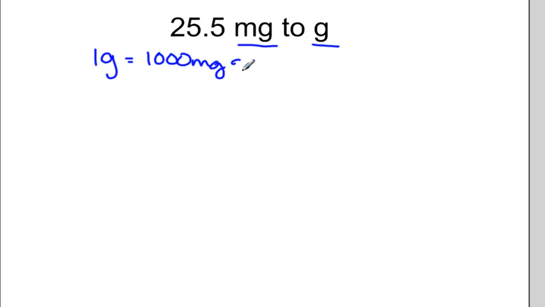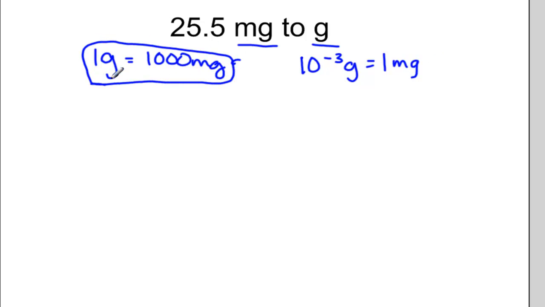Or if you use exponents, you could say 10 to the minus 3 grams equals 1 milligram. Either way is going to work, but we'll just use this one because it is more common. You know that 1,000 milligrams is equal to 1 gram. So what we're going to do is set that up as a fraction: 1 gram over 1,000 milligrams, because these are equal to each other. 1 gram is 1,000 milligrams, so we can set it up as a proportion.